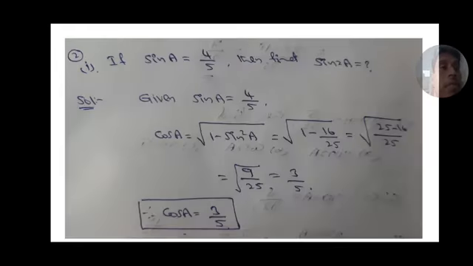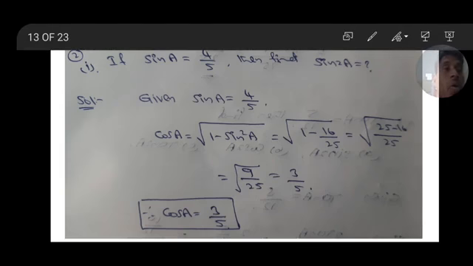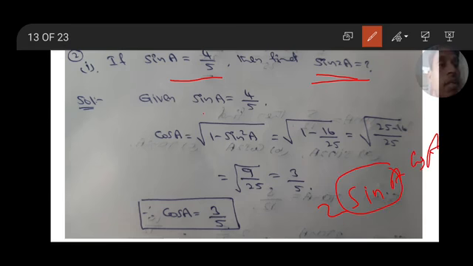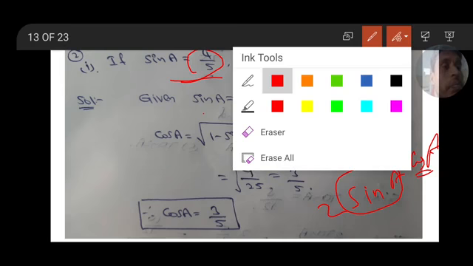Next type of problems. If sin A equals 4 by 5, we have to find sin 2A. What is the sin 2A formula? 2 sin A into cos A. Already sin A is given, so we have to find out cos A.